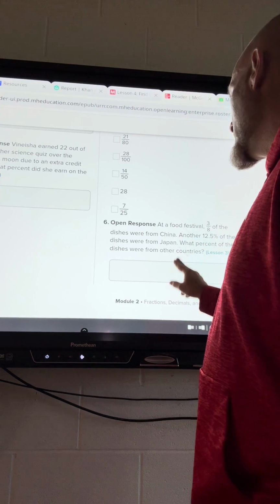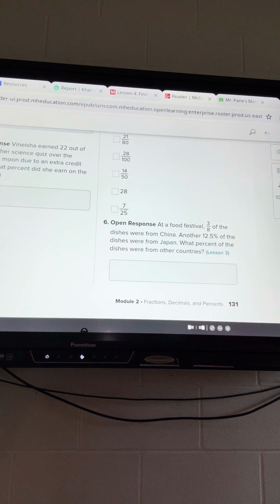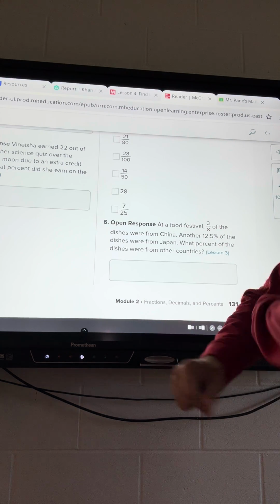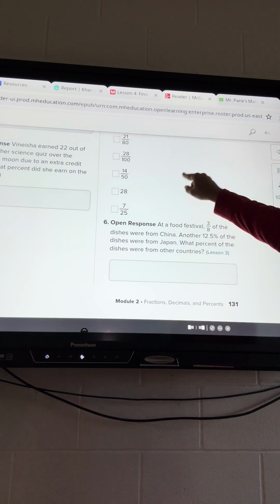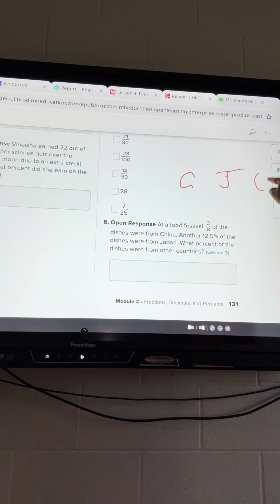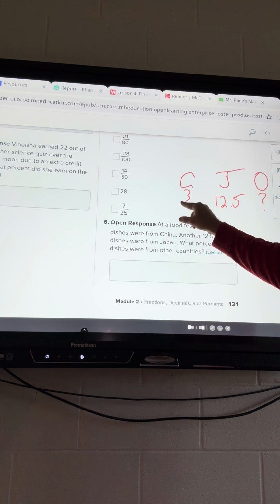Number 6, a little bit different. Now, you're given the information here that at a food festival, 3/8 of the dishes were from China. Another 12.5% of the dishes were from Japan. What percent of dishes were from the other countries? So you've got China, you've got Japan, and you've got other countries. And you know that 12.5% is from Japan. You're not sure about the other countries, and China is 3/8.